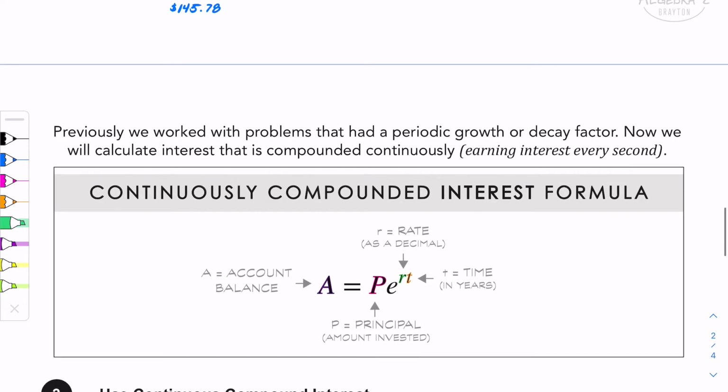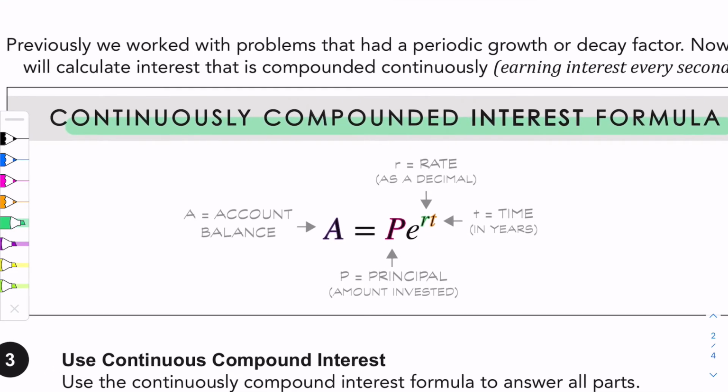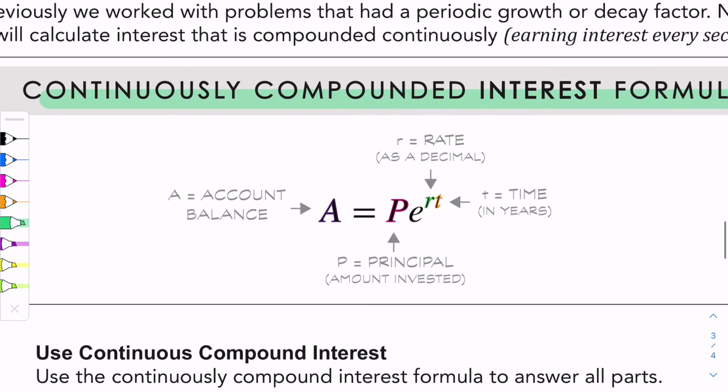All right, so there's one other formula that we're going to go over today, and then we'll save the last one for tomorrow. But this one is continuously compounded interest. So continuously compounded interest has a slightly different formula. It does use some of the same letters, but we have something a little bit different that we're going to use, and it's called the number E. So we'll talk about that in a second.